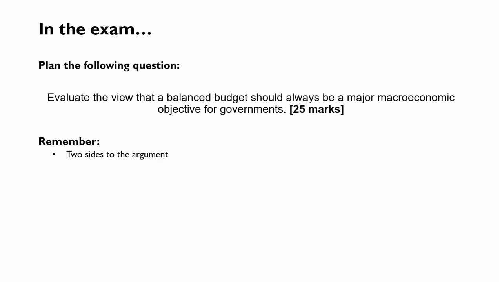Remember, with the 25 marker, we're looking for two sides to the argument with a nice chain of analysis, a bit of evaluation for each side, some context and application throughout, and a justified conclusion. Spend 15 or so minutes doing a detailed plan for this question. If you're struggling, I'm going to put up another video just talking through how I might go about doing it. But have a go at planning it before you watch that, and only turn to that video if you're really struggling.